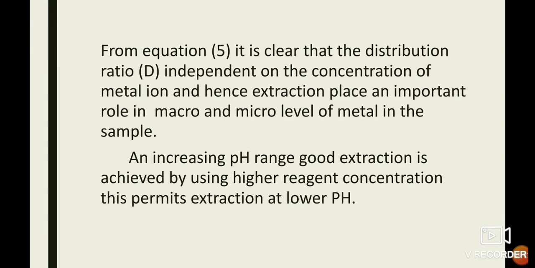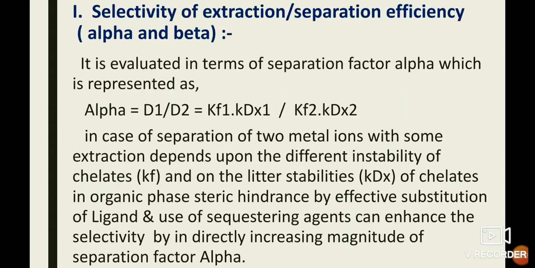From equation 6, it is clear that the distribution ratio D is independent of the concentration of metal ion, and hence extraction plays an important role in macro and micro level determination of metal in the sample. In an increasing pH range, good extraction is achieved by using higher reagent concentration. This permits extraction at lower pH.